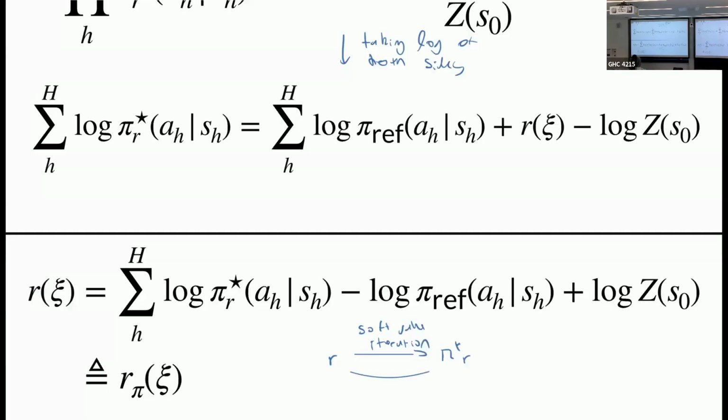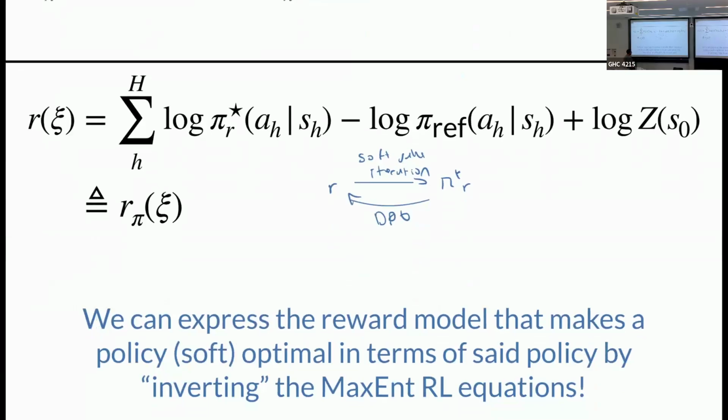So really what DPO is doing is kind of reversing things, inverting the equations. Fairly explicitly, we can express the reward model that makes the policy soft optimal in terms of the policy by inverting the MaxEnt IRL equations. When we talked about all these MaxEnt things, I gave you a reward, and I told you the soft optimal policy has this sort of exponential kind of distribution. Now, if I give you a policy, I can back out the reward model that would make it soft optimal, which basically looks at the logits of the policy.